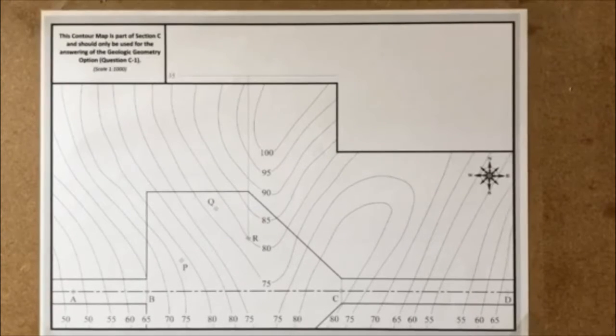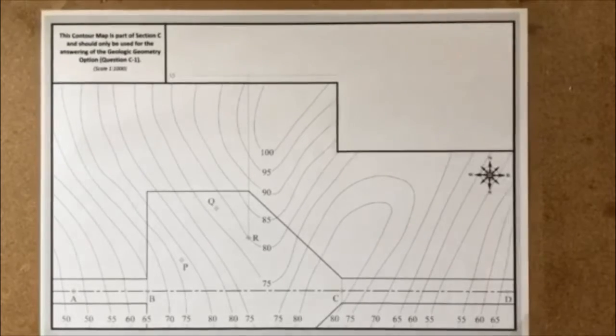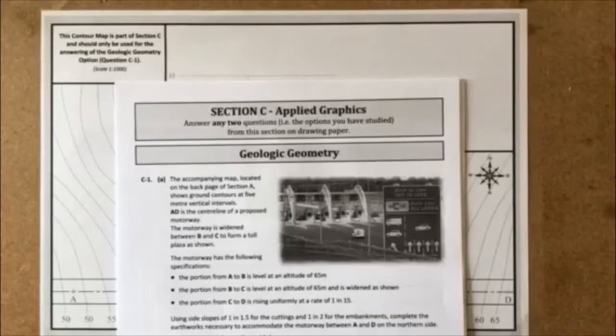2018 Section C Applied Graphics. We're going to look at geological geometry, okay? The accompanying map located at the back of the page, Section A, shows the ground contours at 5 metre vertical intervals. AD is the centre line of a proposed roadway. The motorway is widened between B and C to form a toll plaza as shown.